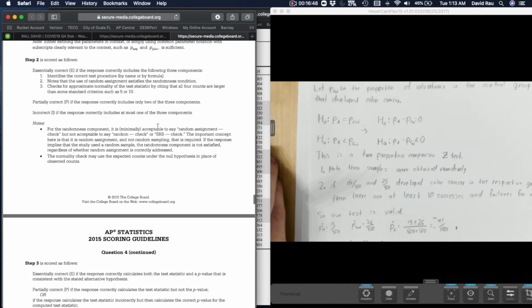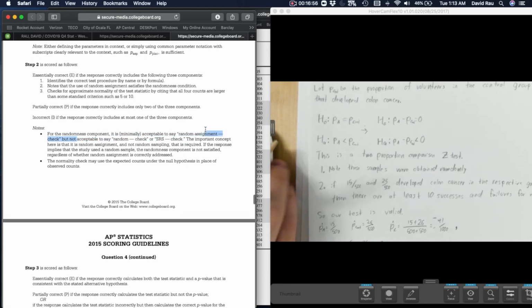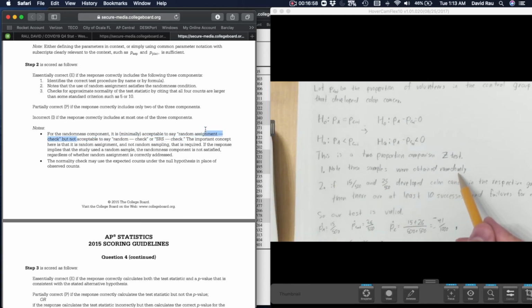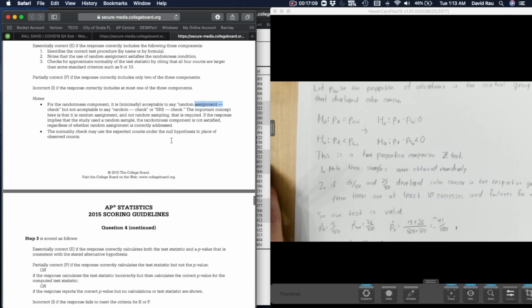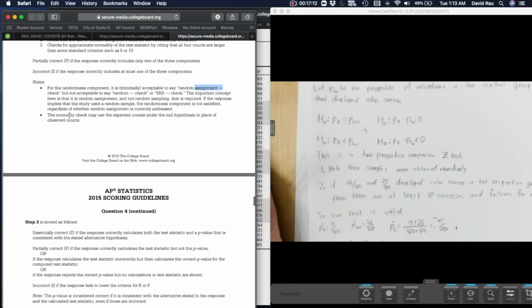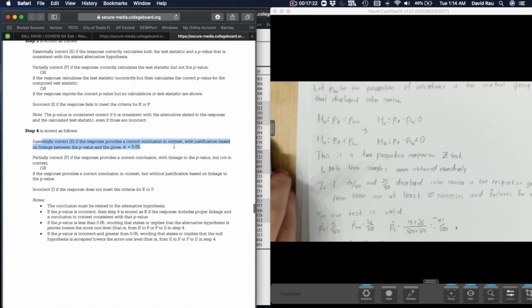Now notice, you do have to say random assignment check, but you can't just say random check or SRS check. You need to say that it was randomly assigned, so the samples were obtained randomly. That would work to me as well. I guess I should say assigned randomly, but obtained, assigned, I'm going to give myself that. Okay, normality check, expected counts, no. Okay.